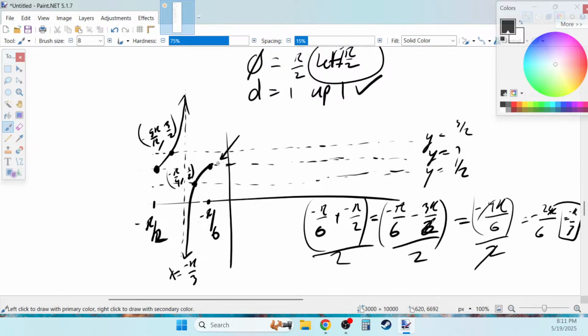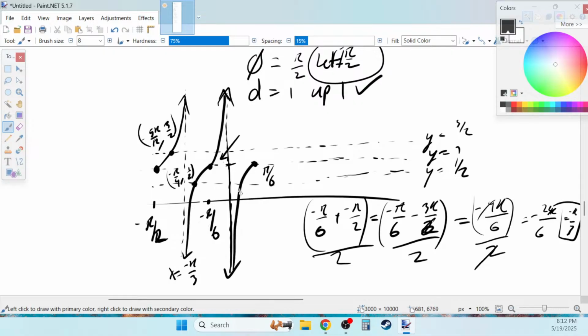So that means that, oh, we can just look at the wavelength. Wavelength is pi over 3. So negative pi over 6 plus pi over 3 is going to be positive pi over 6. That's one full wavelength. Halfway between that is x equals 0, which is going to be our asymptote.